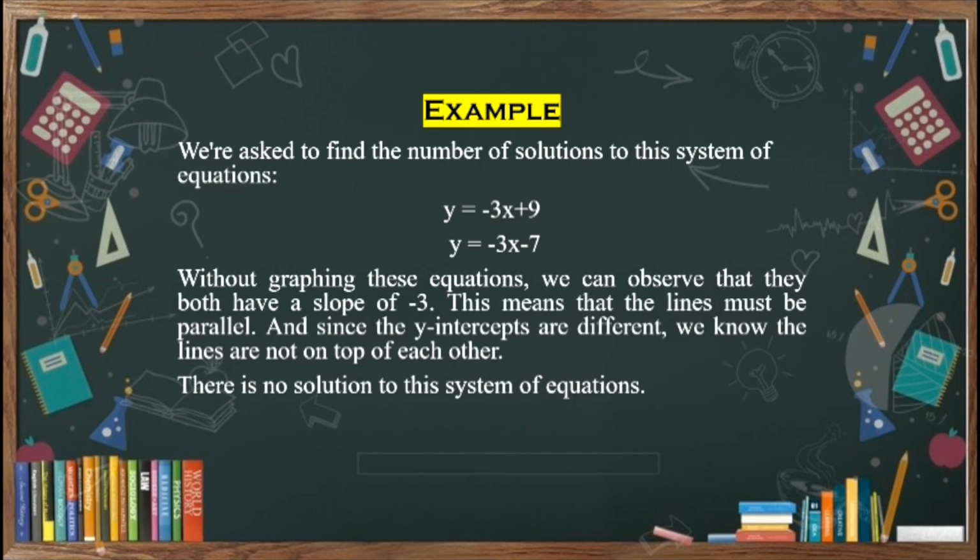For the first example, we are asked to find the number of solutions to this system of equations. For the first equation, we use y equals negative 3x plus 9, and for the second equation, we use y equals negative 3x minus 7. By graphing these equations, we can observe that they both have a slope of negative 3. This means that the lines must be parallel. And since the y-intercepts are different, we know the lines are not on top of each other. There is no solution to this system of equations.